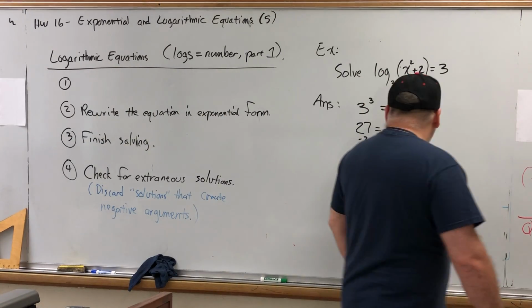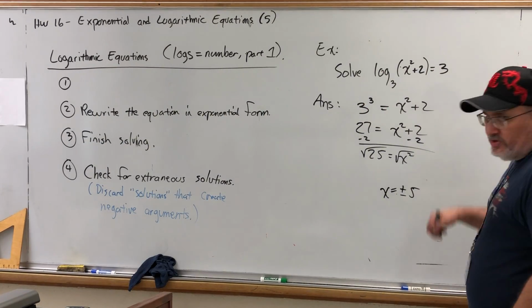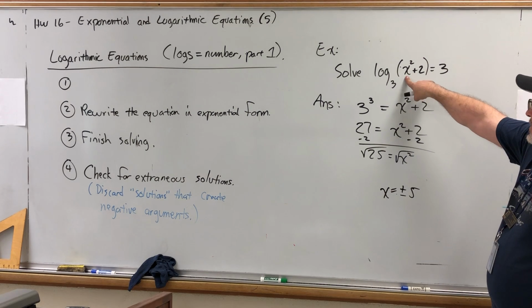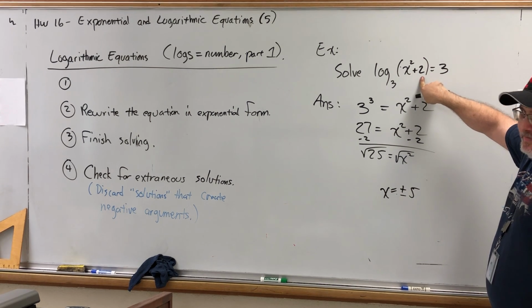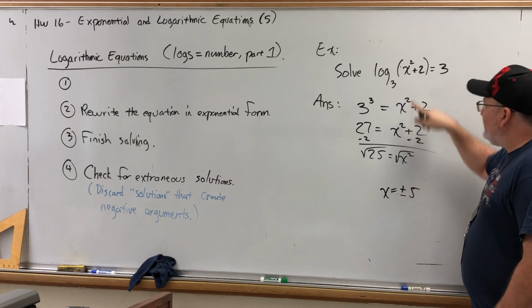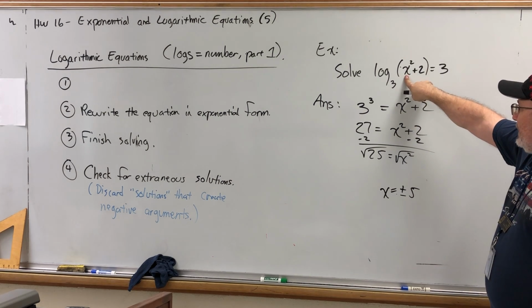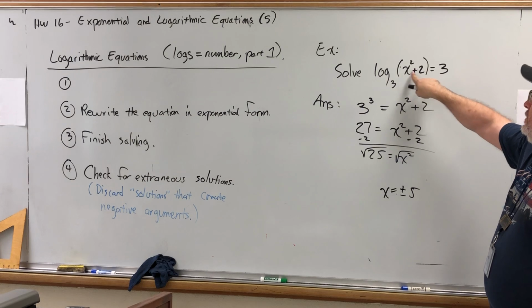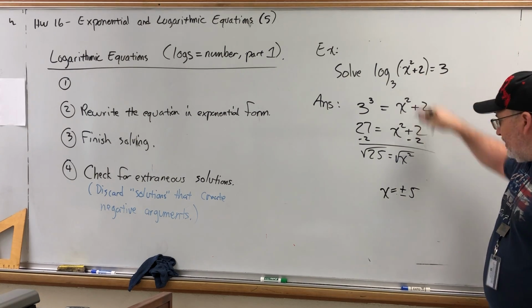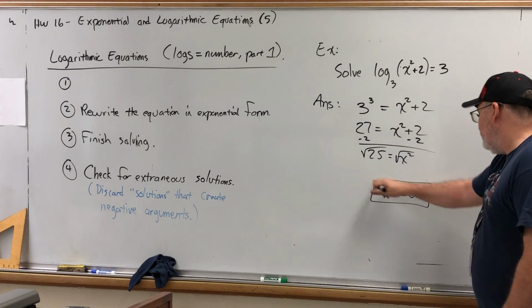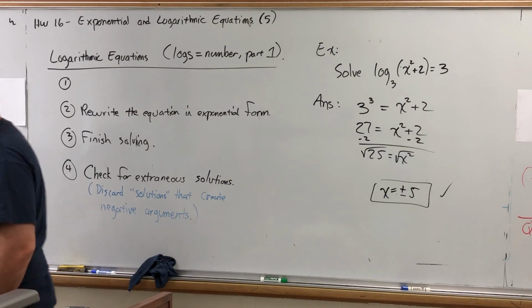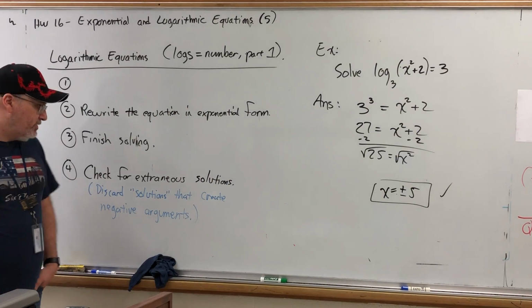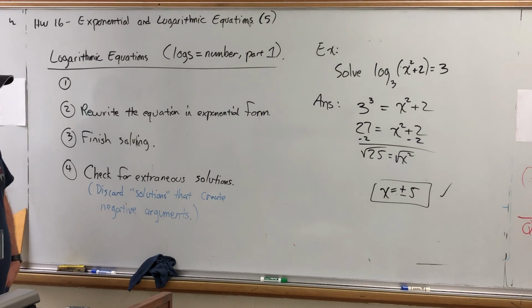So if I plug these in, let's see what happens. And we'll just do this verbally. If I put 5 here, 5 squared is 25. 25 plus 2 is 27. That's not negative. If I substitute negative 5 squared is 25, plus 2 is 27. That's not negative either. So both of these are okay. But there will be some problems where you'll get a solution that you need to throw away because it causes an argument to become negative.